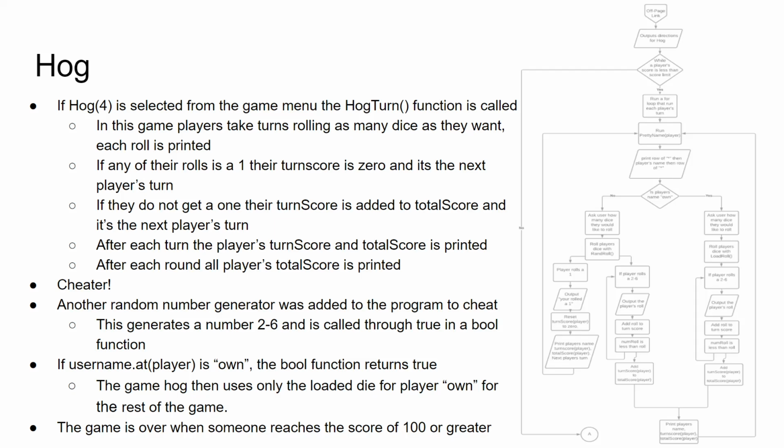I also added a cheat function, so that way if my name is misspelled as OWN, it rolls another dice that is 2 through 6. That way you never get a 1, and you get to 100 faster.